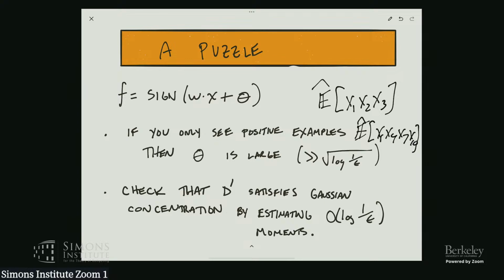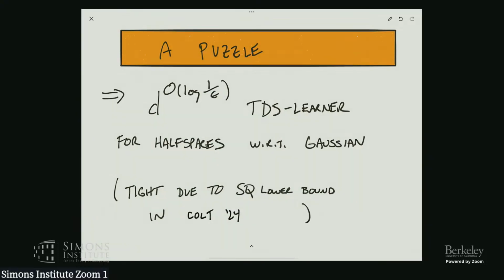Okay, so this is how these types of algorithms work. Any questions about that? All right. So what this implies is that if you want to TDS learn halfspaces with respect to Gaussian distributions, non-origin-centered ones, then you get a d to the order log 1/epsilon time algorithm. And it turns out that this is actually tight, due to an SQ lower bound that we have that also appeared in a different paper at COLT 2024. So this is in effect the best that you can do for this particular scenario.